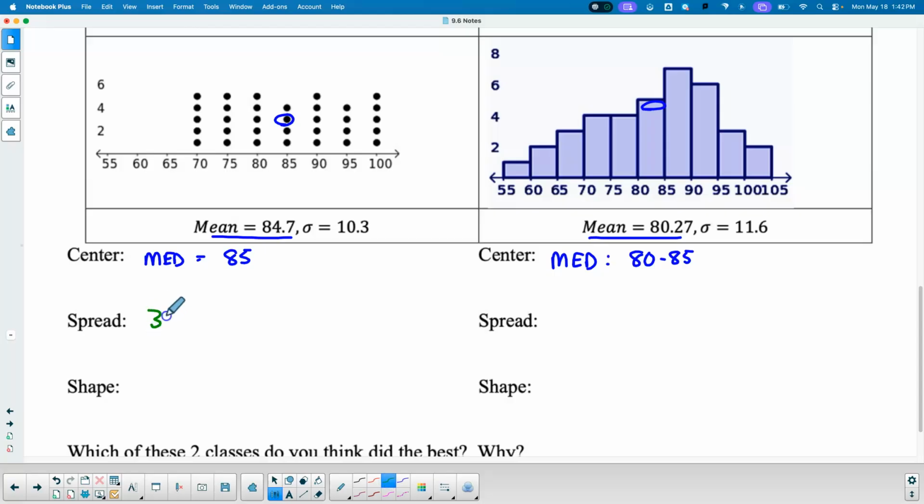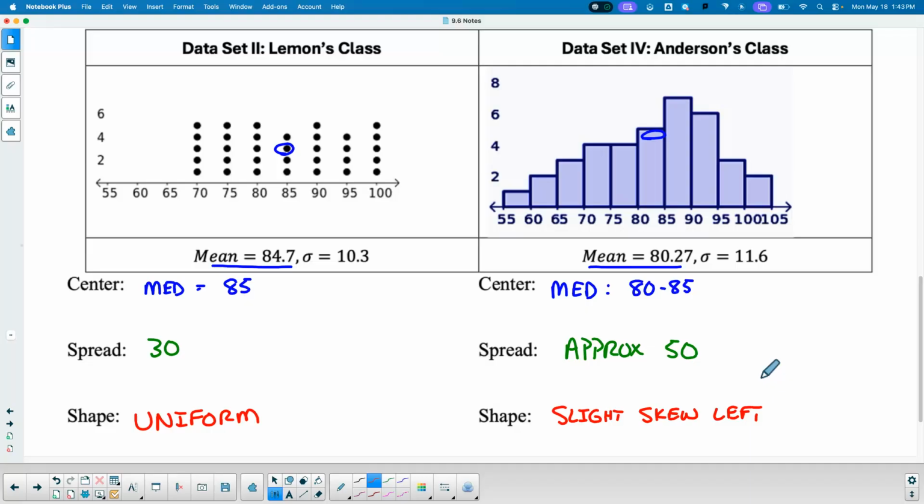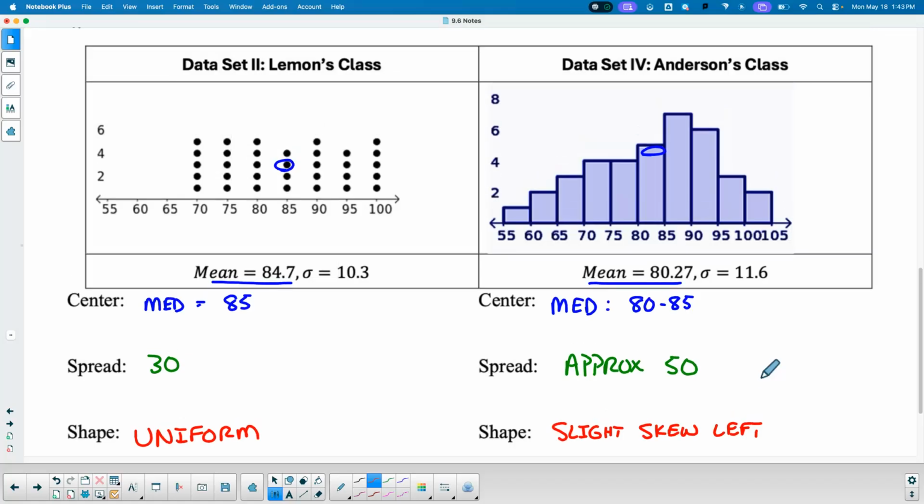Spread here is 30. Spread here is approximately 50. Shape here is uniform. I would go definitely with uniform there. And here, slight skew to the right, or excuse me, slight skew left. Which class did better? Which one? Sorry, I don't even know what the names are. Lemon versus Anderson? Lemon? Smaller spread? Higher median? Yeah, I'd go Lemon there too. Yep.